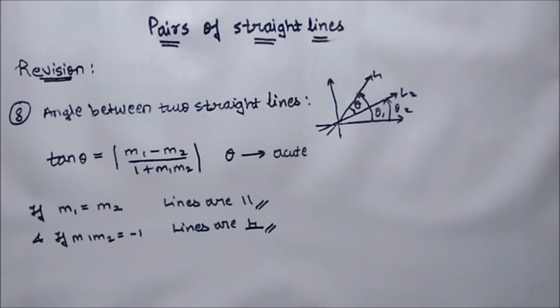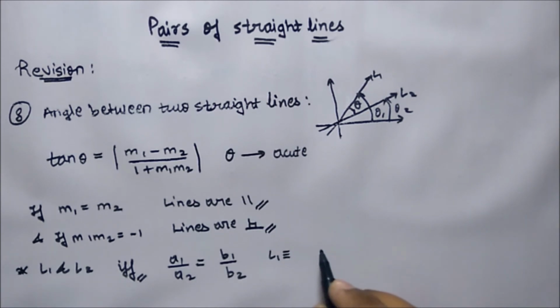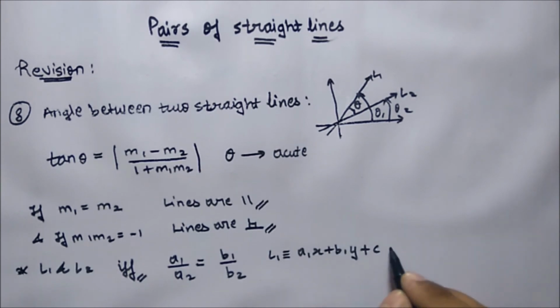We have one more concept related to lines being parallel or being perpendicular, that is, L1 and L2 are parallel if and only if A1 upon A2 is equal to B1 upon B2, where line L1 corresponds to A1x plus B1y plus C equal to 0, and line L2 corresponds to A2x plus B2y plus C equal to 0.